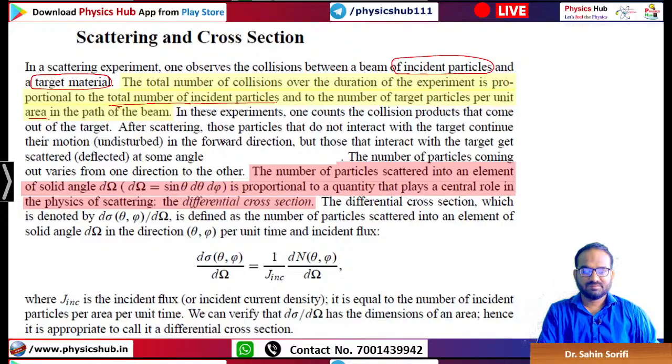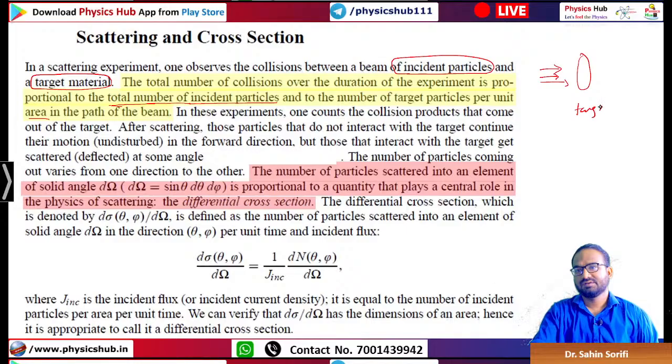So in these experiments, one counts the collision products that come out of the target. So you send incident particles, they hit a target, the atoms in the target. So these incident particles make collisions with these atoms, and ultimately we get some output. So you send too many, you don't get too many out, you get a little less than that.